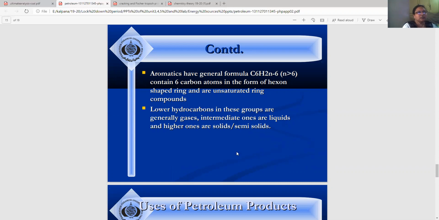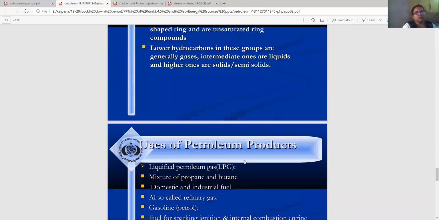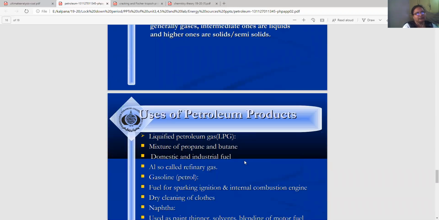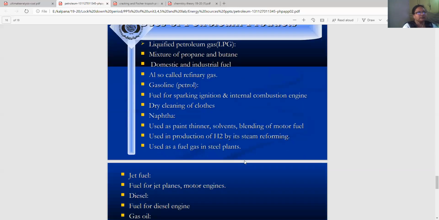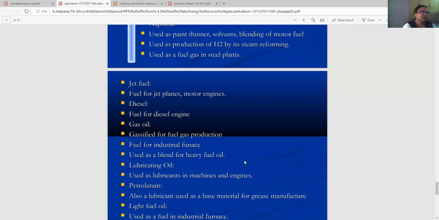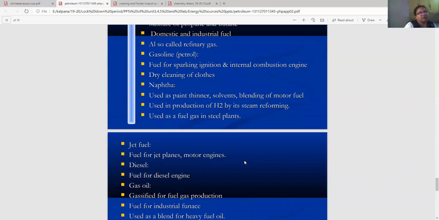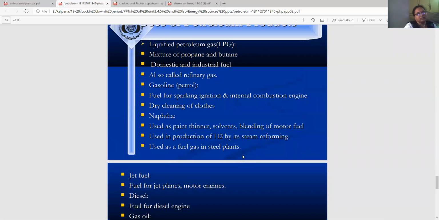Lower hydrocarbons in these groups are generally gases, intermediate ones are liquids, and higher ones are solids or semi-solids. These are the uses of petroleum products. They are used as lubricants, fuels, oils, as jet fuels, then for production of hydrogen, refinery gas, domestic and industrial fuels, etc.